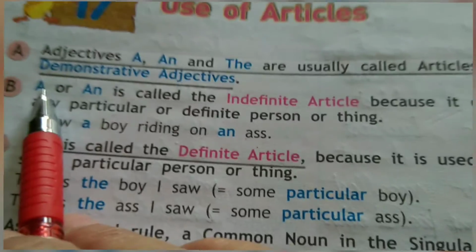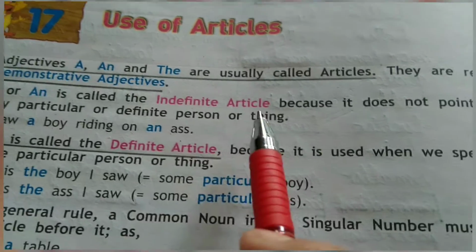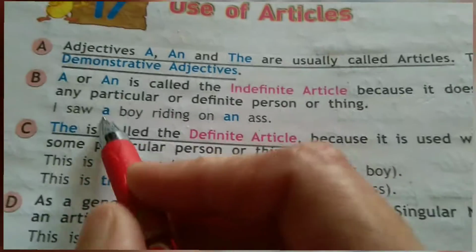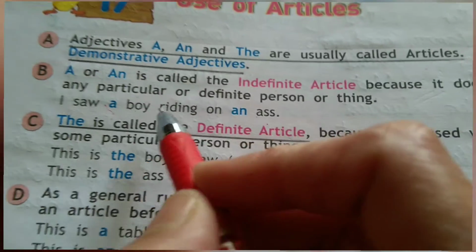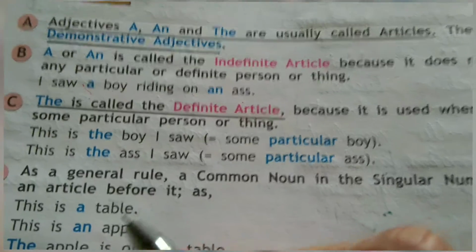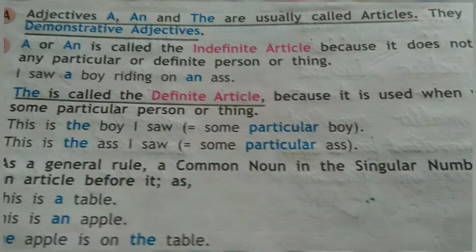See, here it is written a or an is called the indefinite article because it does not point out any particular or definite person or thing. Now, a is used randomly before any common noun. A boy, a girl, a box, a bag, an umbrella, an egg, anything.